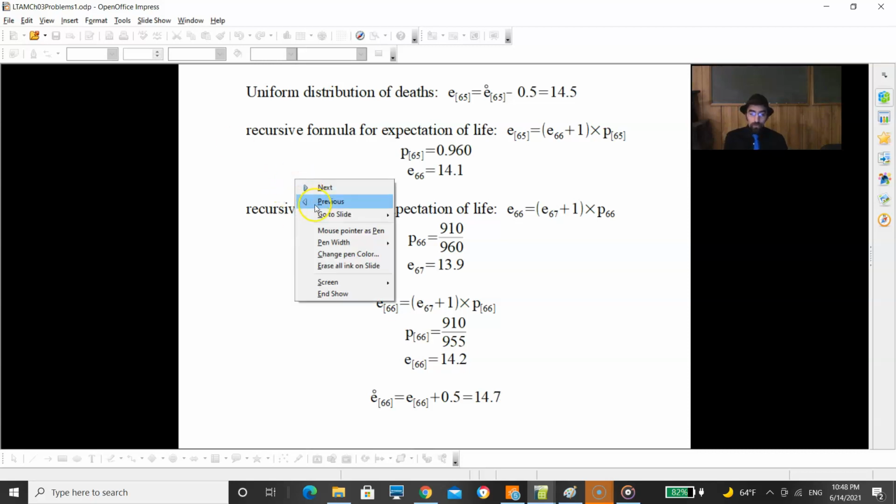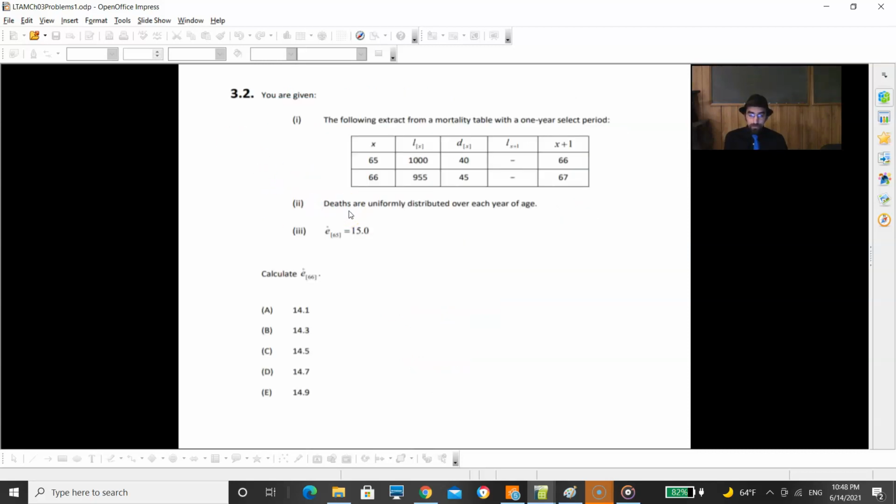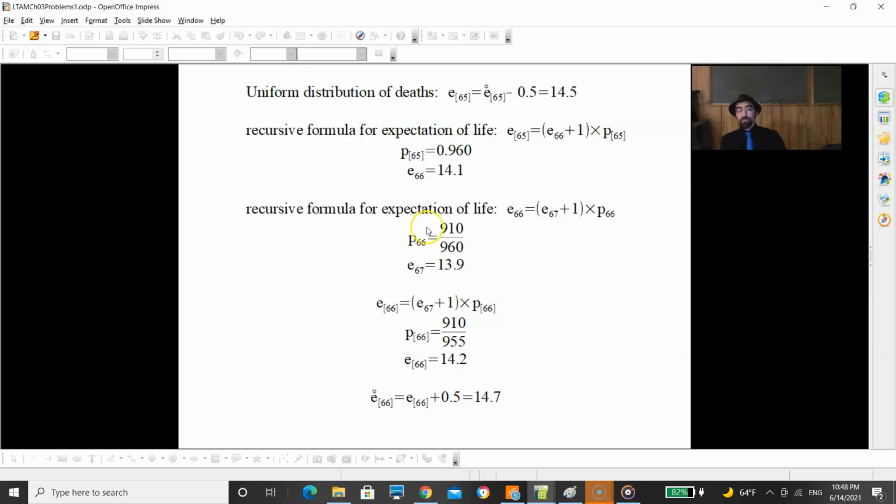So, to review, you're given an annualized table, so you have to do most of your work in terms of curtate, not complete. And you had to convert from E selected at 65 to regular E of 66 to regular E of 67 back to regular E selected at 66. So you had to use the recursive formula 3 times. Forward twice, and backward once.